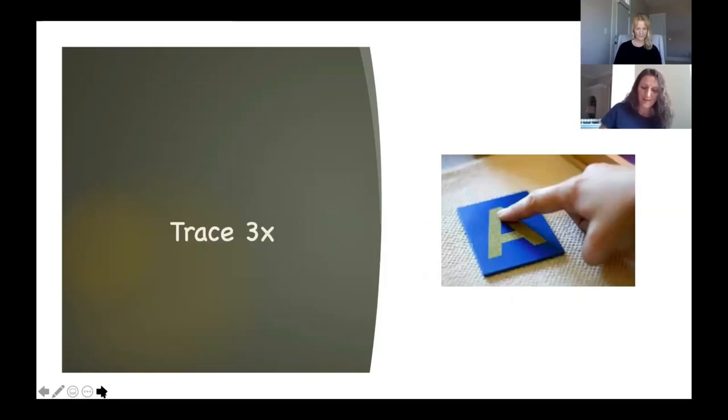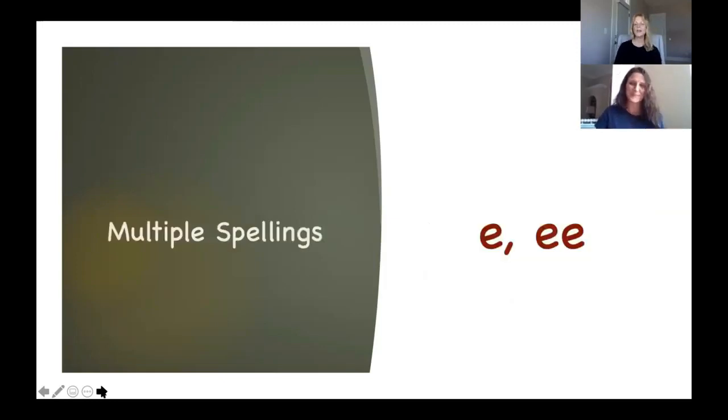Nice job. Okay, now you know another way to spell E. Do you remember that way? The E in an open syllable. Very good. The E by itself, like in he or me, right?